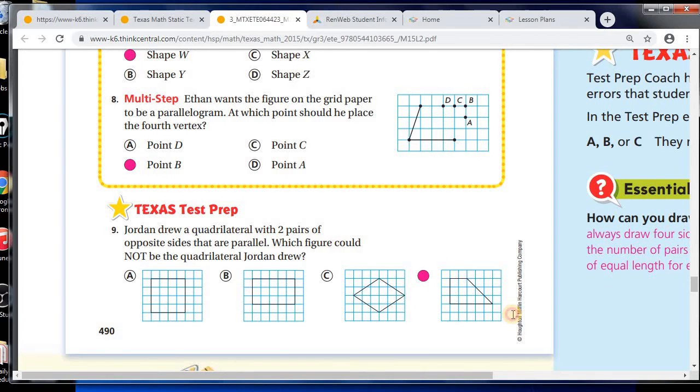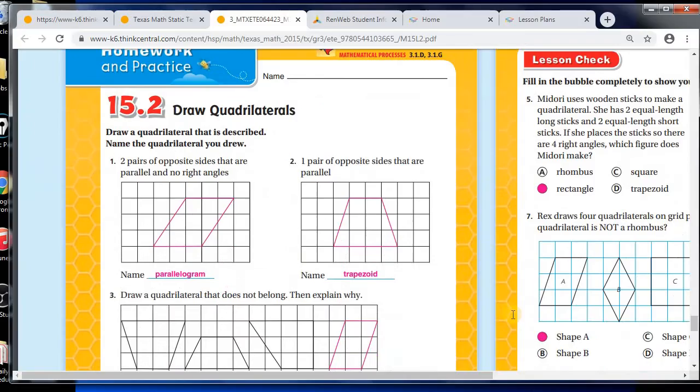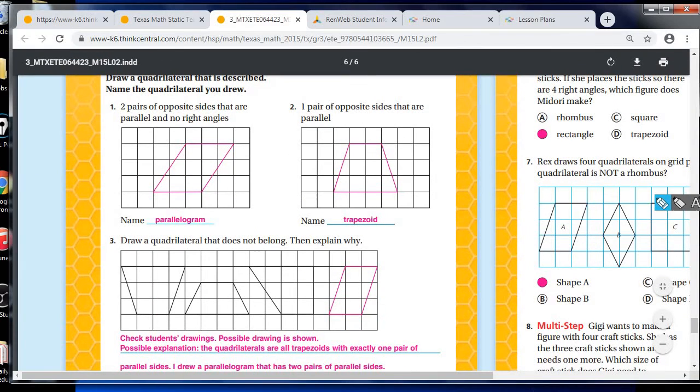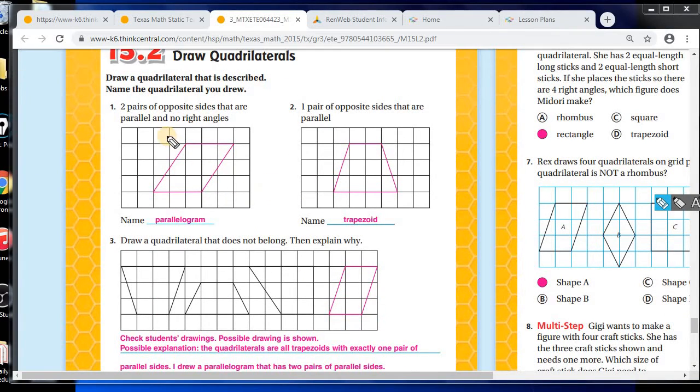So let's go into your homework practice. And again, we're just walking through what we know. So draw a quadrilateral that is described. Name the quadrilateral you drew. 2 pairs of opposite sides that are parallel and no right angles. So that would be your parallelogram here.